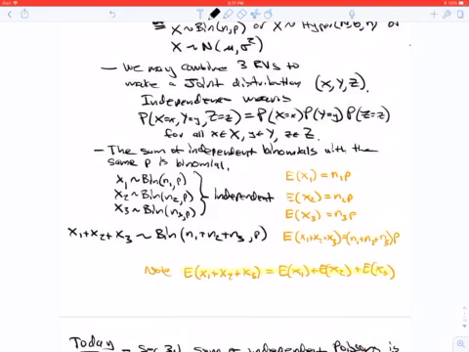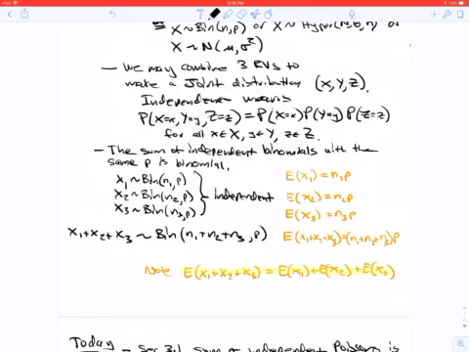So we also showed that the sum of independent binomials with the same p is binomial. So for example, if x1 is binomial n1, p, x2 is binomial n2, p, x3 is binomial n3, p, and they're all independent, then their sum is binomial n1 plus n2 plus n3, p. This is because, for example, if x1 is the number of heads in 100 tosses of a p coin, and x2 is the number of heads for another 100, and x3 is the number of heads for another 100, all with the same coin, then x1 plus x2 plus x3 is the number of heads for all 300 coin flips. So it makes sense that it's binomial with the same p.